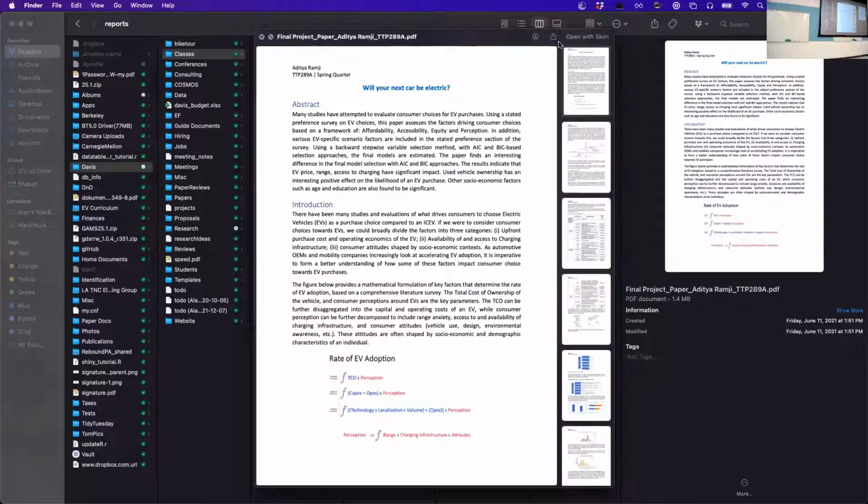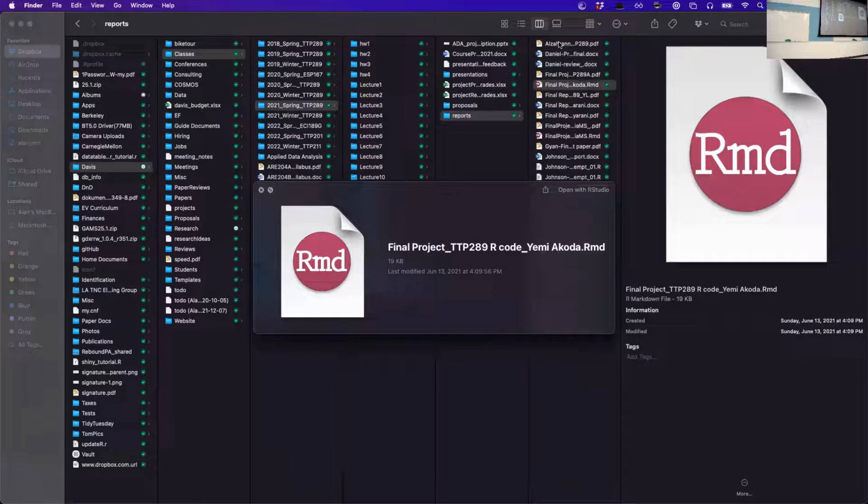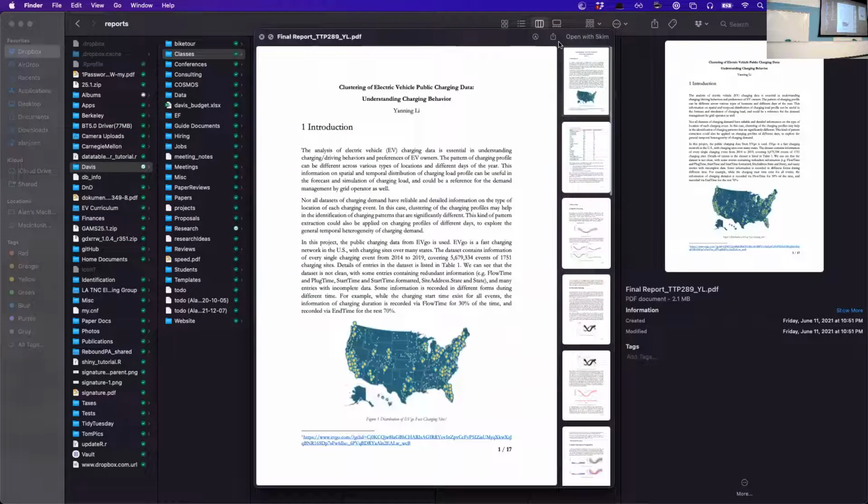Will your next car be electric? Okay, clustering of EV public charging data, understanding charging behavior. So this analysis was using charging provider data to get at clustering locations and understanding where deployments happen.